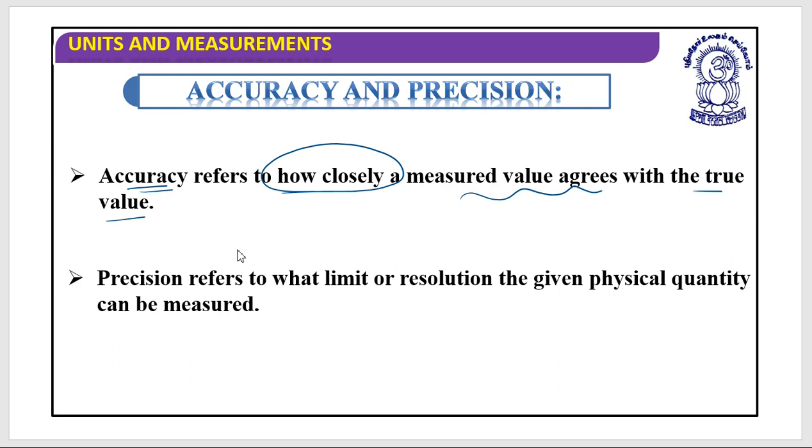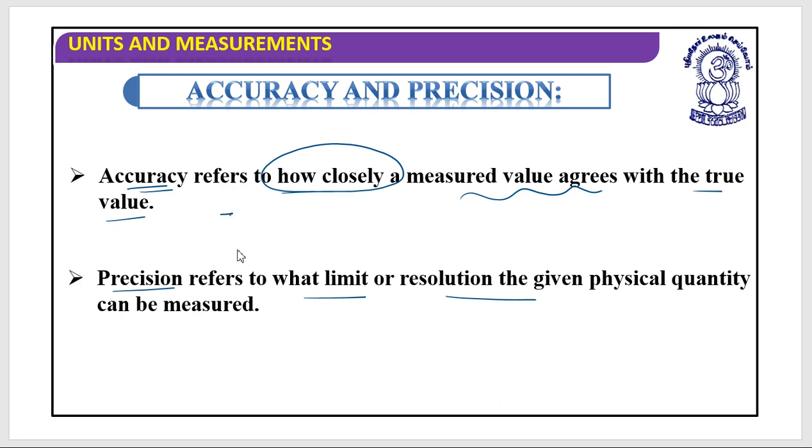While precision, what is precision? Precision refers to the limit or resolution to which a given physical quantity can be measured. Can you differentiate between these two? When we consider accuracy, we are just going to check by what amount the measured value is nearer or close to the true value.